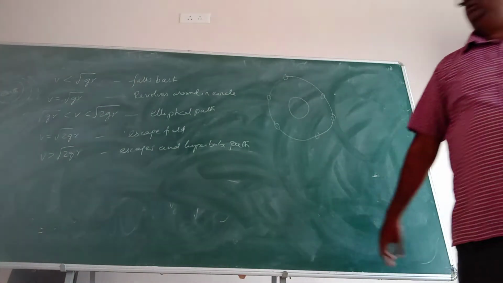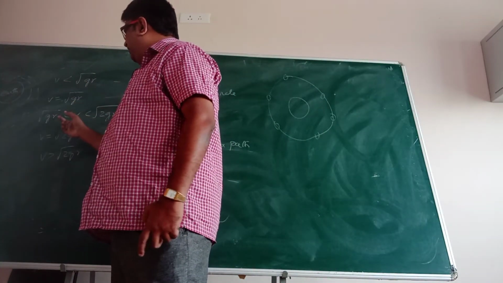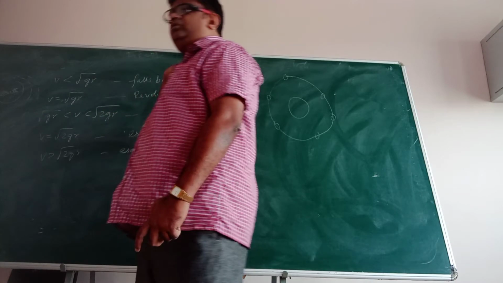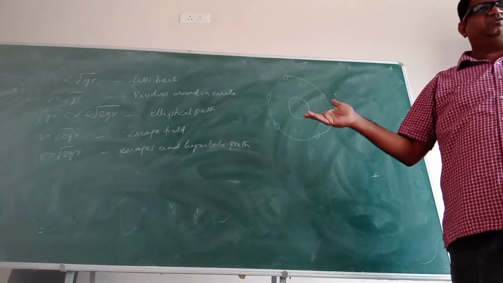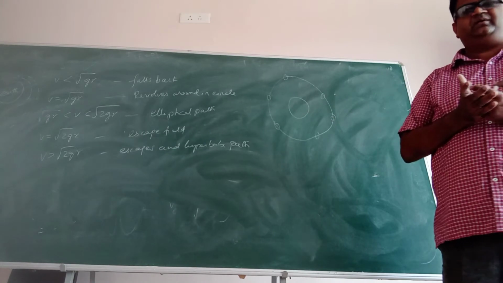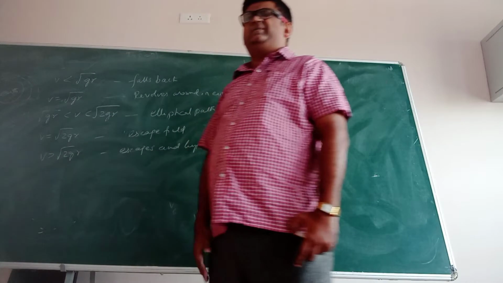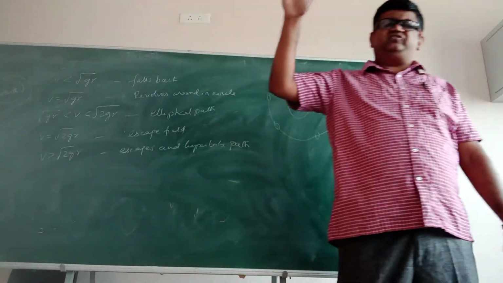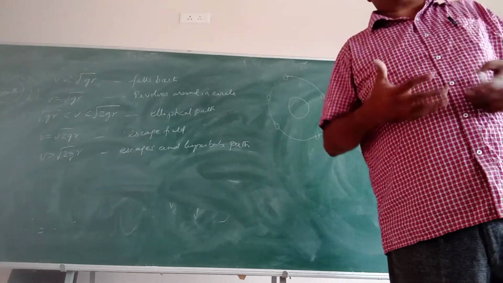Clear now? A third condition, there can be a situation that the velocity is more than root gr but less than root 2gr. Third possibility, whatever speed you have given, it is more than the orbital speed but less than the escape speed. So first point, whether it will escape the Earth's gravitational field? No, because the velocity is less.